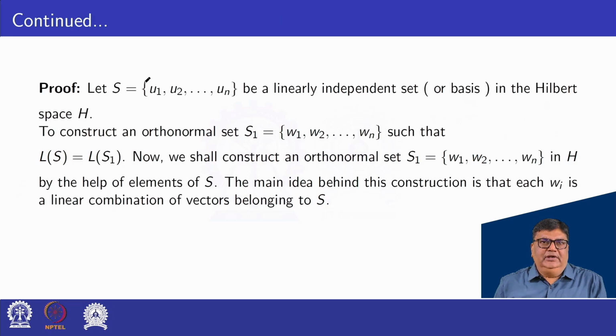Proof. Let S = {U1, U2, and so on Un} be a linearly independent set or basis in Hilbert space H. To construct an orthonormal set S1 = {W1, W2, and so on Wn} such that the linear span of S equals the linear span of S1, we shall construct an orthonormal set S1 in H with the help of the elements of S. The main idea behind this construction is that each Wi is a linear combination of vectors belonging to S.